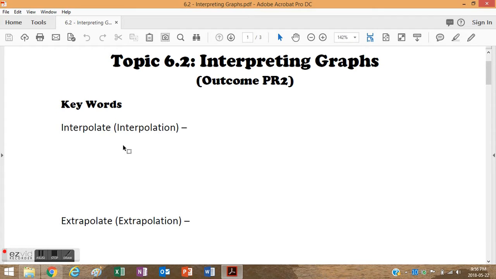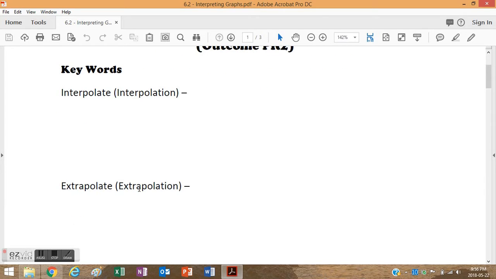Alright, here we go. Looking at interpreting graphs. The stuff is fairly straightforward. You've got a couple of words to define. We can talk about interpolation, or interpolating. The word is interpolate here. Basically, we are reading a graph along a line that we've plotted, and we are finding some value that's inside the graph.